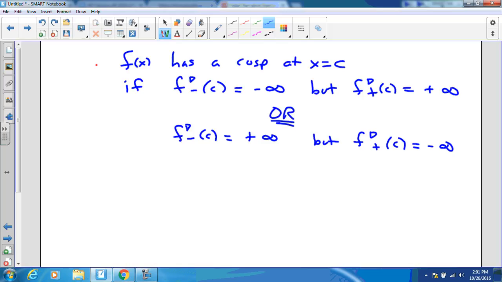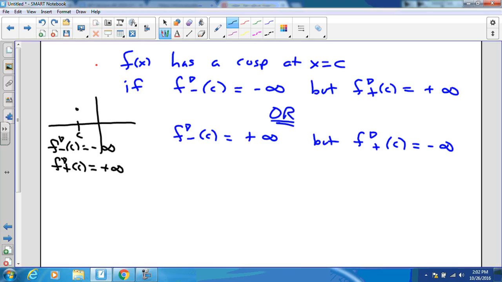Now let me show you what this looks like on a graph first, and then I'll give you a fairly simple example of a function that has a cusp. So let's sketch this on a graph. We're going to pick c right here, and we'll make f of c be this value right here. And so what I'm going to do is to come in from the left so that my derivative at c from the left will be negative infinity, but my derivative at c from the right will be positive infinity.